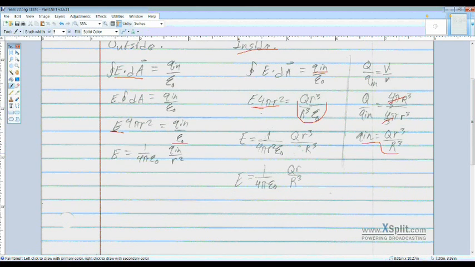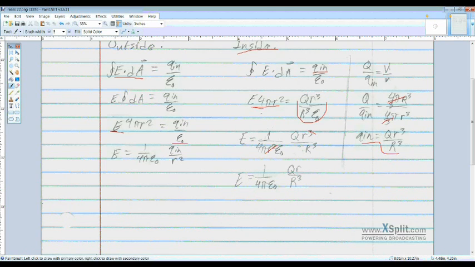So if we plug that in for Qn and solve for E, we get that E equals 1 over 4 pi little r squared epsilon naught times big Q little r cubed over big R cubed. And these little r's cancel, we simplify that, clean it up, and we get that E for the distance inside is 1 over 4 pi epsilon naught times big Q times little r over big R cubed.